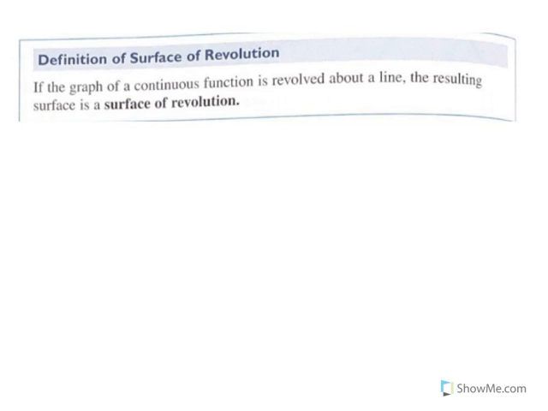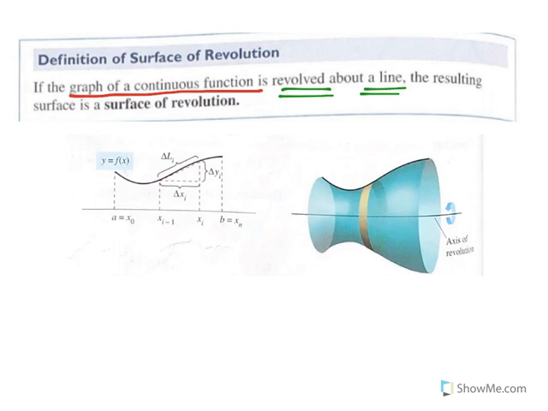So what is a surface of revolution? Here we define it. We begin with the graph of a continuous function, and we revolve this graph about an axis of revolution. And what will result is called a surface of revolution.